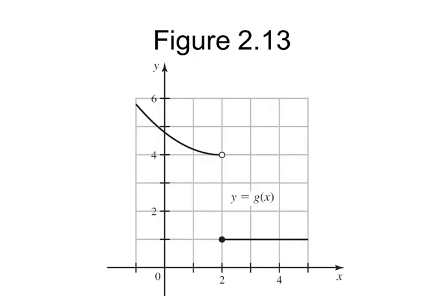Now, here's an example of one that does not agree. For instance, as we look at this function g, as we approach from the left, as our x values approach 2, we approach a y value of 4. But when we look at the right-handed limit, as we approach 2 from the right, our values approach 1. And so since those don't agree, we say that our limit does not exist.